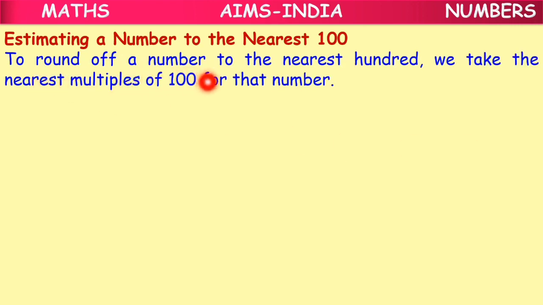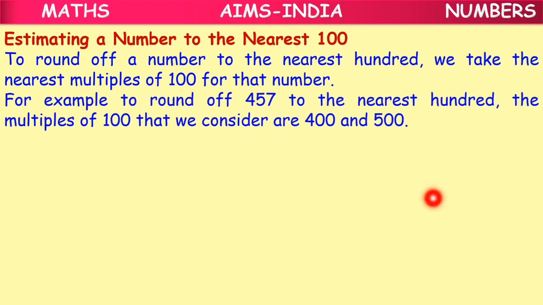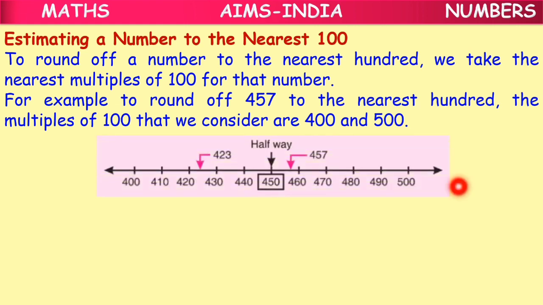To round off a number to the nearest 100, we take the nearest multiples of 100 for that number. For example, to round off 457 to the nearest 100, the 100 multiples that we consider are 400 and 500. Yes, 400 and 500. Now when we look at those on a number line, we have 450 in the halfway, we have 400 here, 500 here.